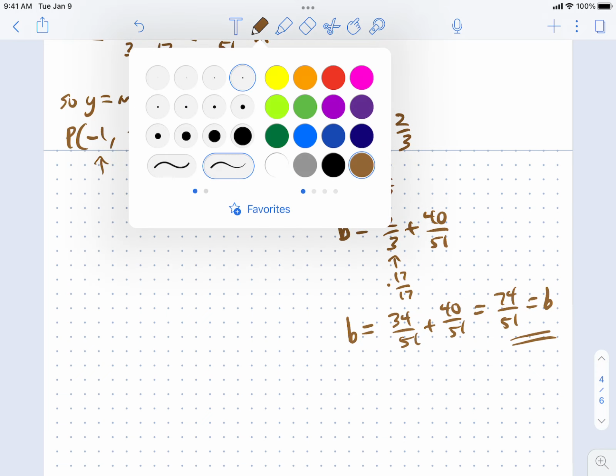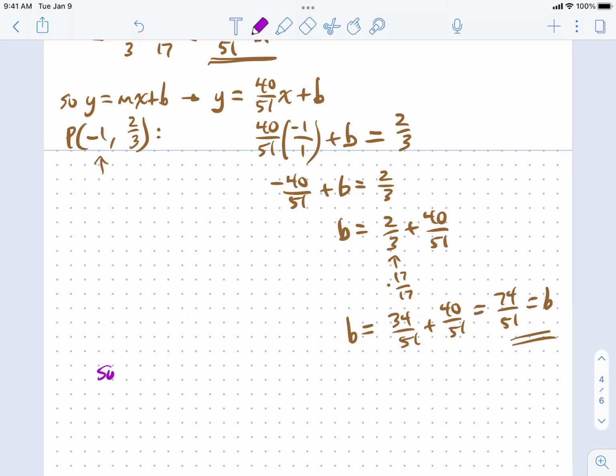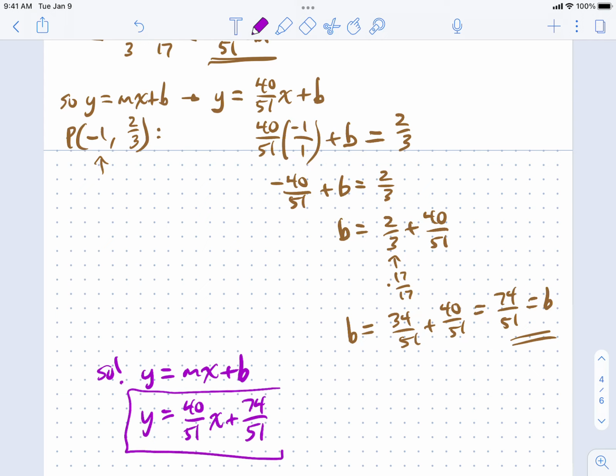So change color for the magic answer here. y equals mx plus b. We know what the m is. The m is 40 over 51. And we know what the b is. The b is 74 over 51. Let me spot check. Yes, that's what I got before. I'm so happy when that happens.